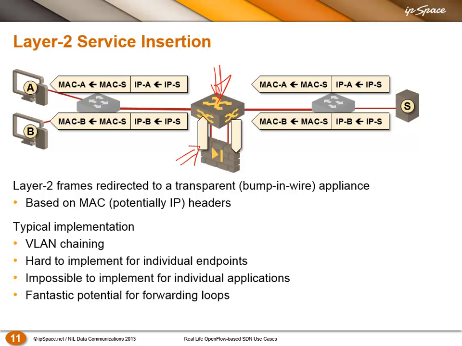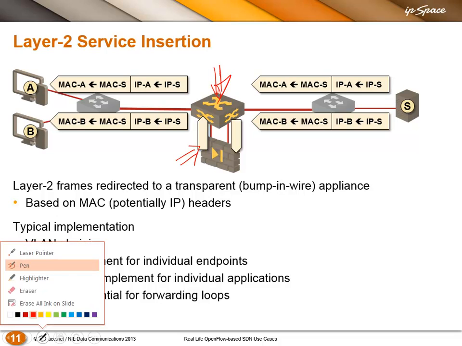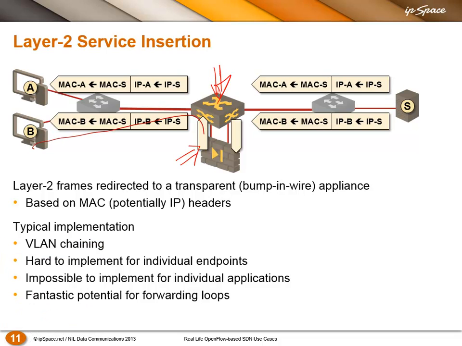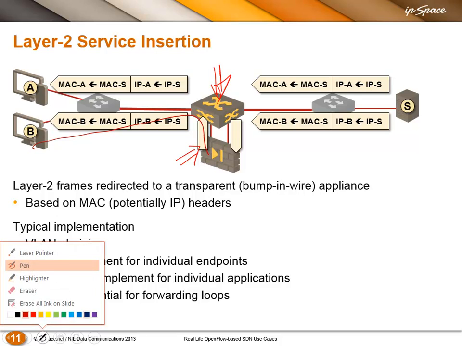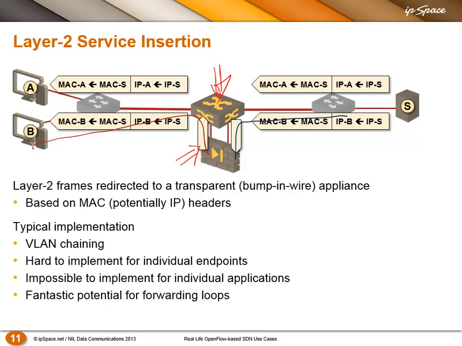The traditional one is VLAN chaining. You still have a layer 2 domain, but I would have VLAN 1 here, and I would have VLAN 2 on the other side. This is how I would effectively turn this firewall into almost a bridge, which would link these two VLANs. Obviously, it's hard to implement this for host B, but not for host A in the same VLAN. It's almost impossible to implement this for individual applications, and it's a great source of forwarding loops.